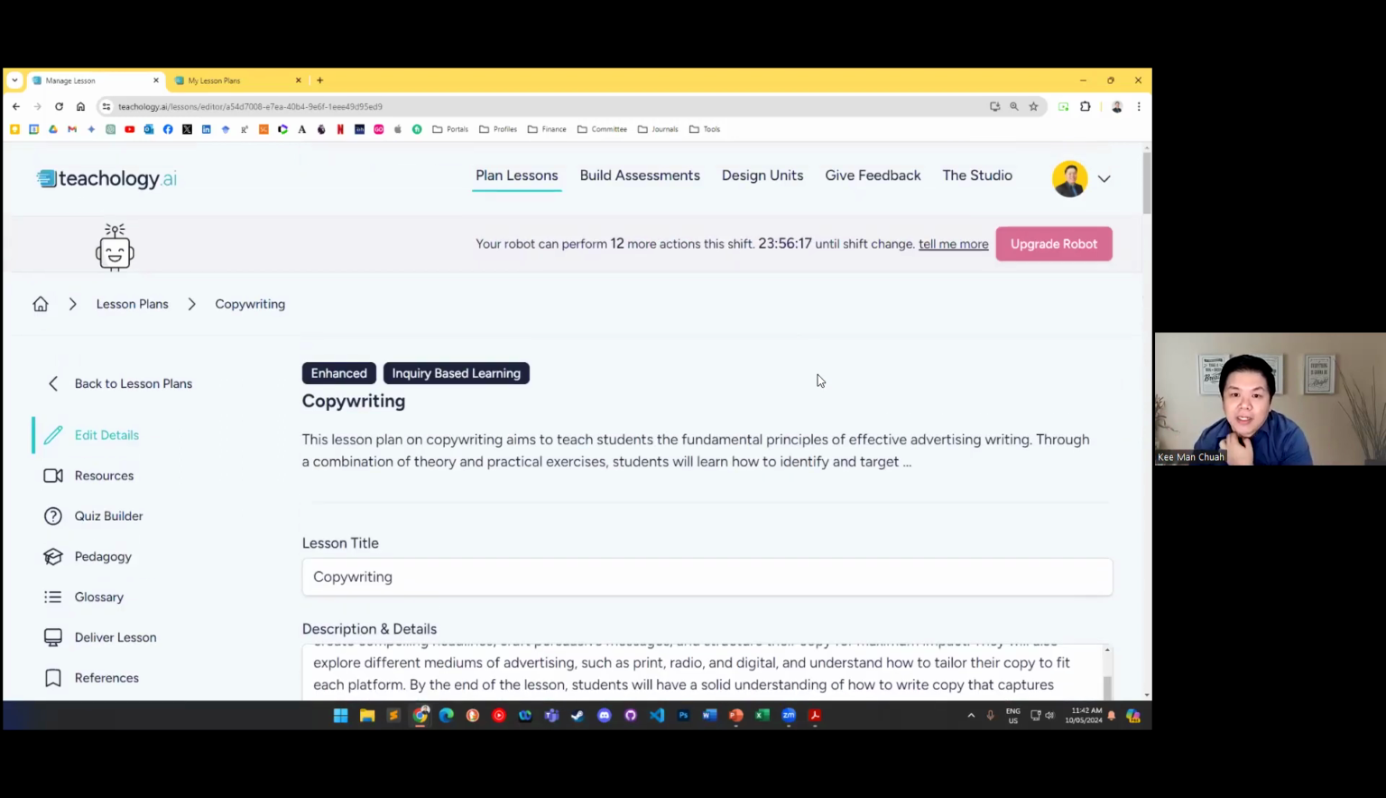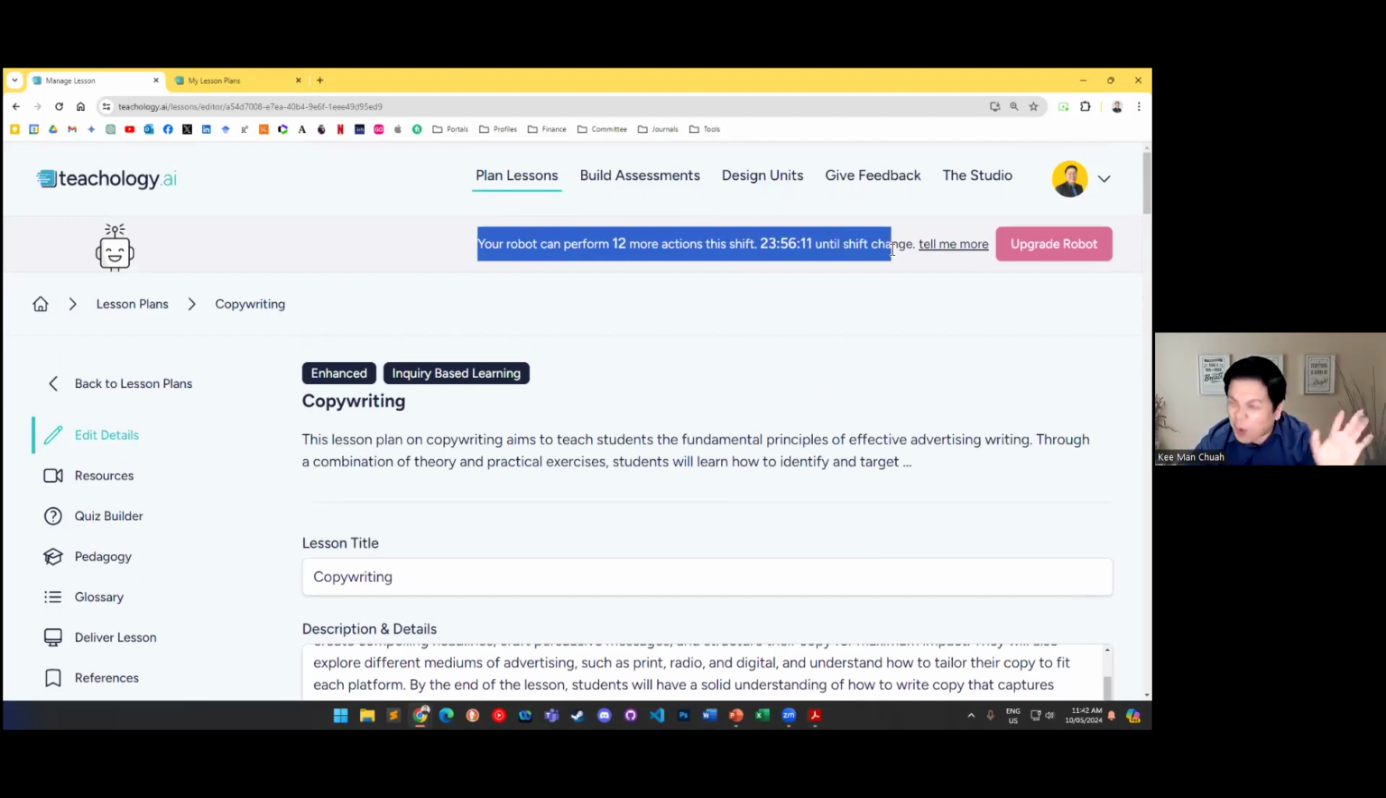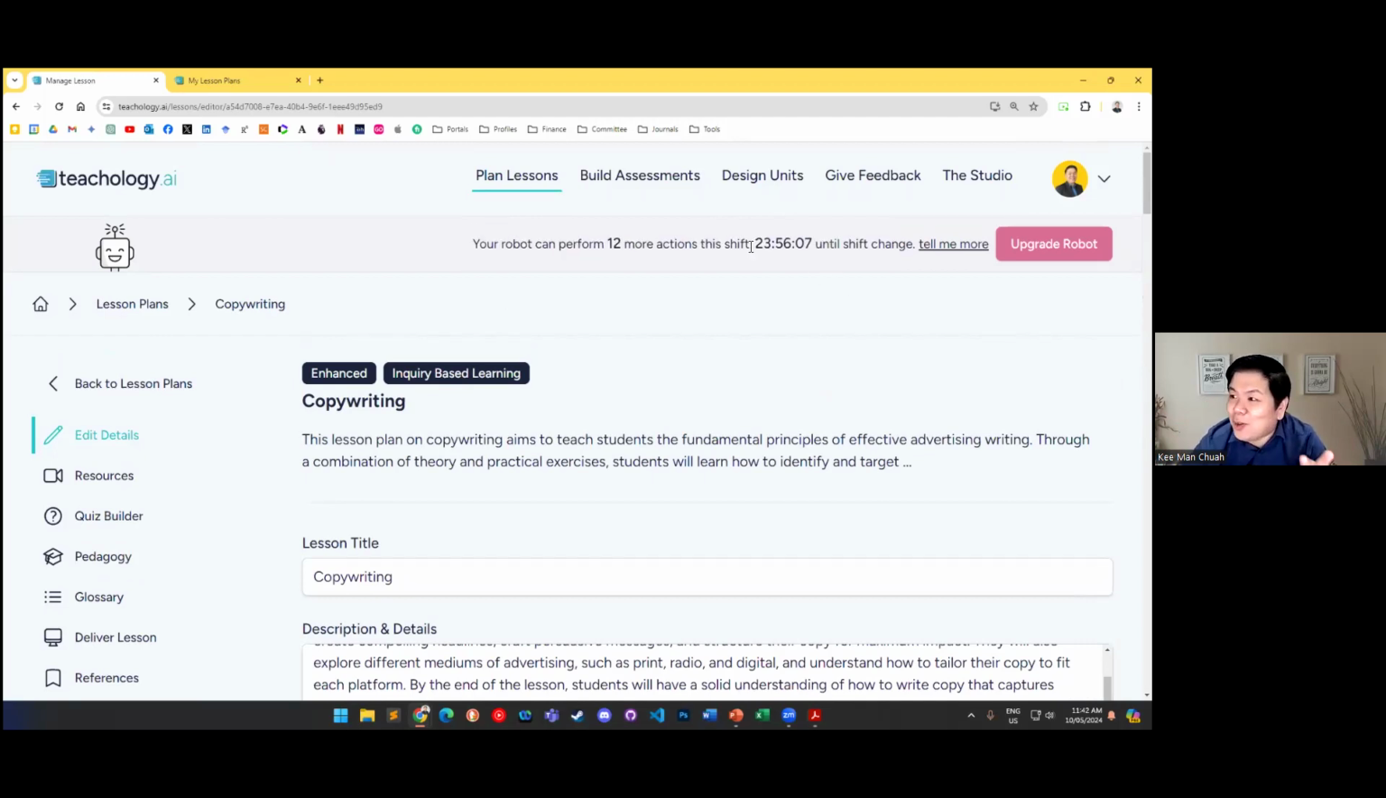If you have the time later on, please try it out. You can see here, your robot can perform 12 more actions this shift. The robot is a bit like human, needs to rest after the 13th action, right? And then you have to wait 24 hours. At least they're not charging you to use directly. They only let you use the free one 13 times per day. So if you're done for today, you can continue tomorrow and then you will reset. It's not like you have to upgrade all the time.